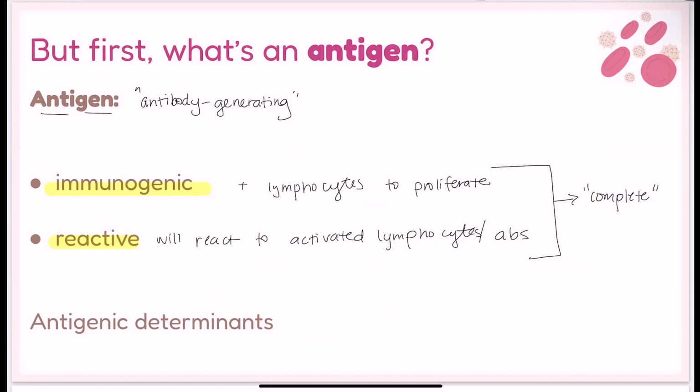But some antigens are not immunogenic. If they're not immunogenic, then they would just be reactive. And we would call those incomplete. So if you're reactive only, or reactive but not immunogenic, we would call that antigen incomplete.